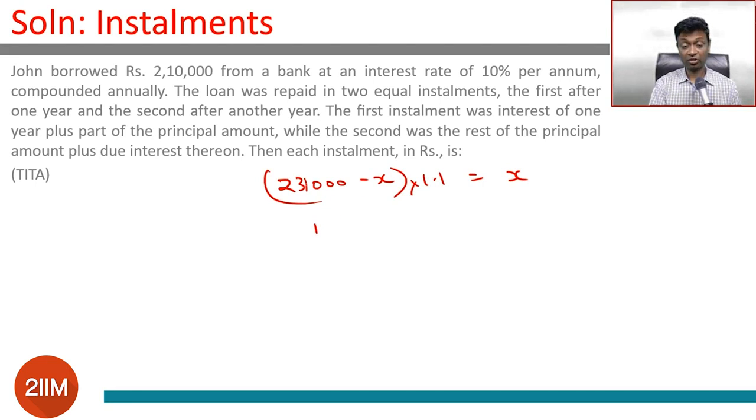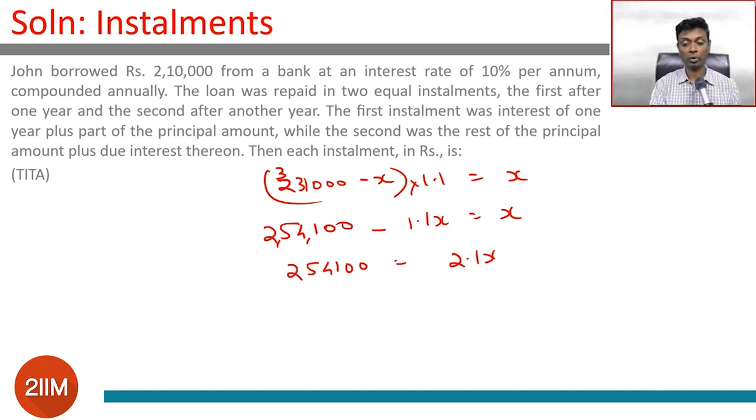11 ones are 11, 11 threes 33, 34, 4, 3, 22 plus 3, 25. 2,54,100 minus 1.1x equals x. 254100 equals 2.1x. So let's divide by 3 first. This will become 0.7. This is 8. 14 would be 4. And 21 would be 7.